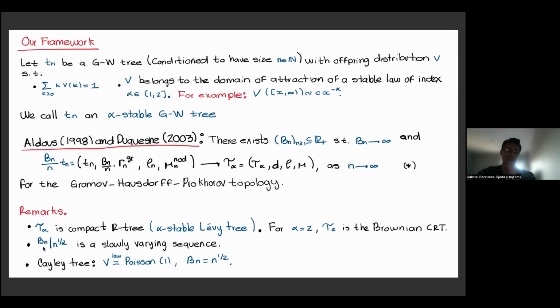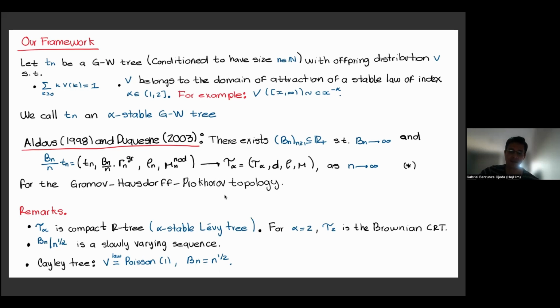Something about this sequence Bn, which comes from the scaling limit result of this stable Galton-Watson tree, is that if you divide it by n to the power 1 over alpha, it is a slowly varying sequence. And in particular, to justify that this is a generalization of the previous result, the Cayley tree is a particular case of a conditioned Galton-Watson tree when the offspring distribution is given by a Poisson law of parameter 1. And in this case, this sequence Bn we use in the rescaling is given by the square root of n. Okay, so this is the framework we consider in this work.